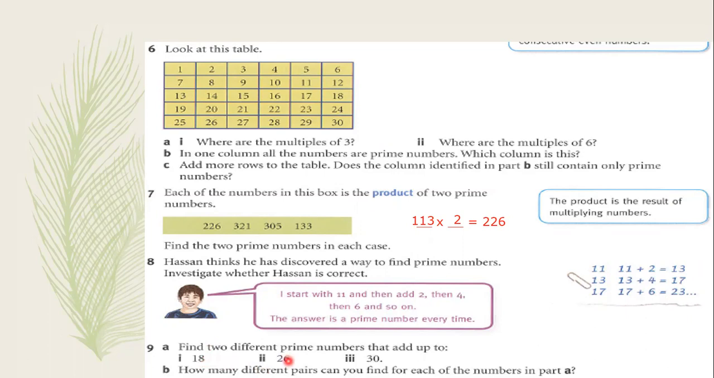How to make 26? That is 23 plus 3. Okay, so that is 26. How to make 30? Like that, 23 plus 7. So we will make 30. How many different pairs can you make?